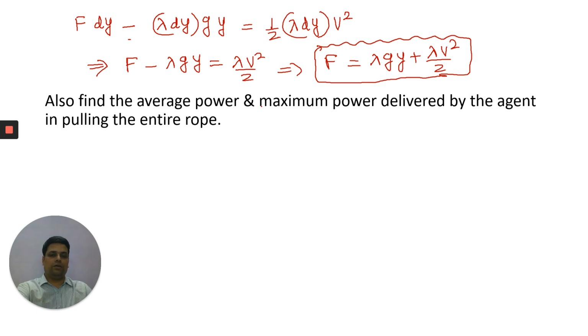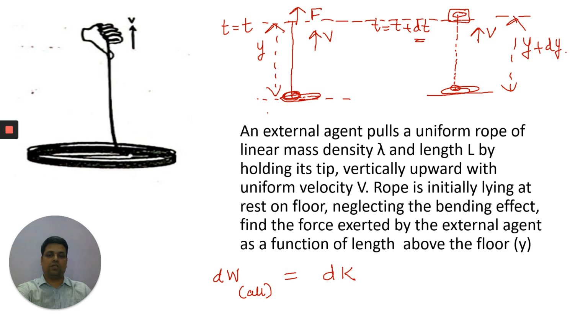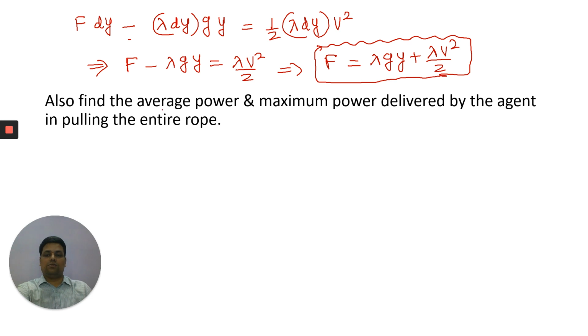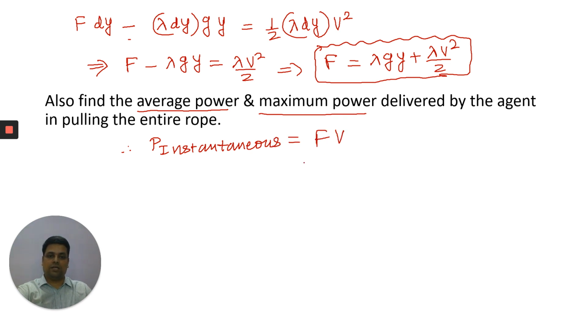And here, compared to the previous problems, you get an additional sentence in the next page for the same problem: also find the average power and maximum power delivered by the agent in pulling the entire rope. I got the force, and I got that the rope has velocity v in the direction of the applied force. Therefore, instantaneous power is F into v, as F and v are in the same direction.